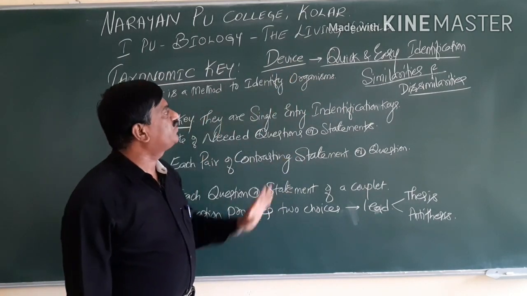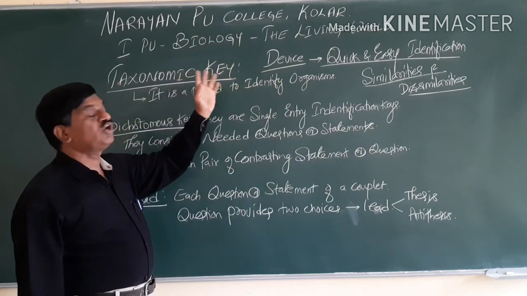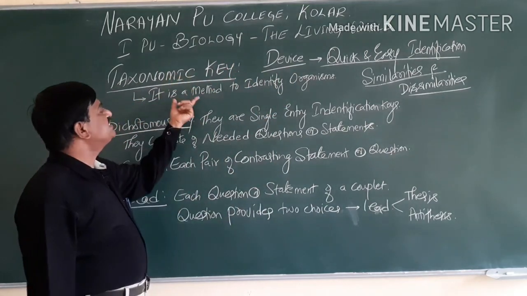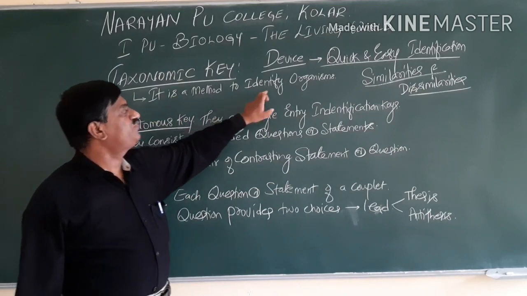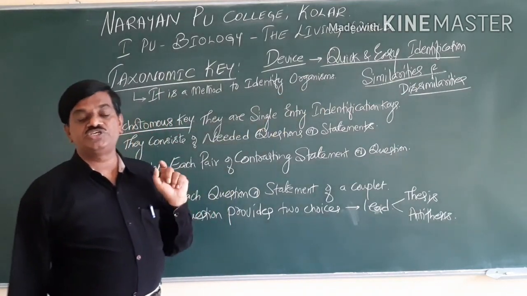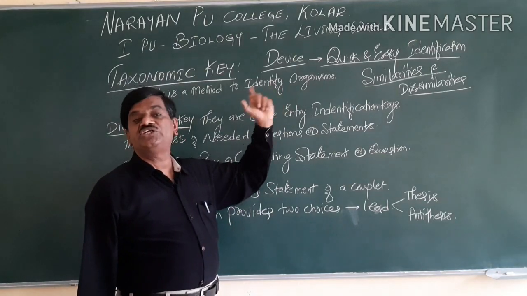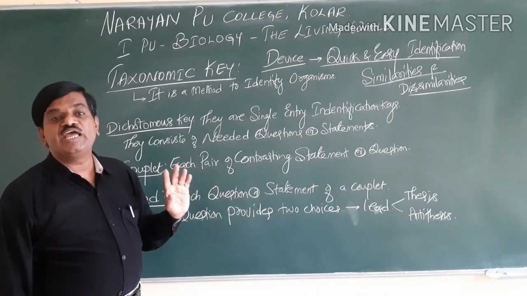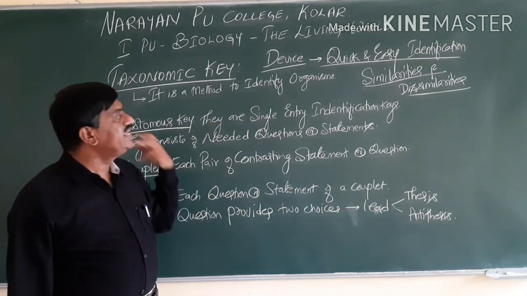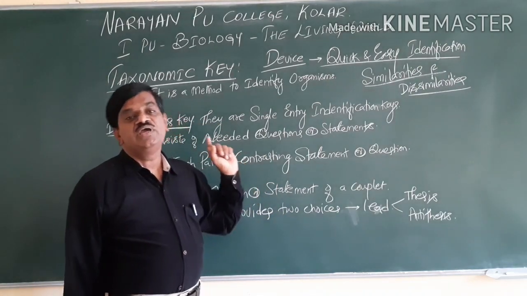So such types of key cards come under taxonomic key. It is a method of identifying organisms. It is the easiest, quickest method of identification of an organism so that the characters of a plant can be easily remembered and easily recalled.